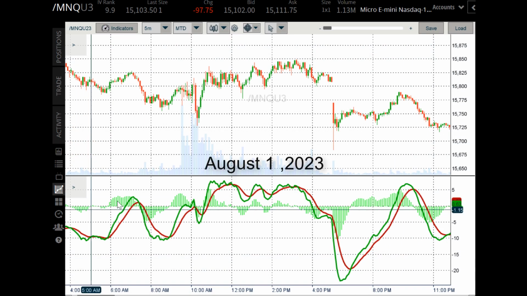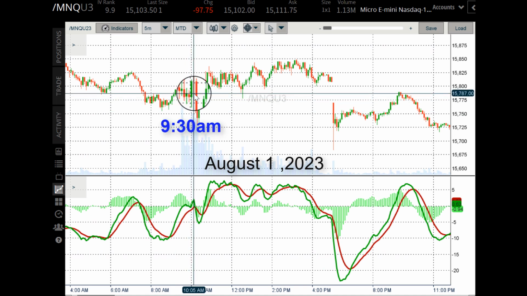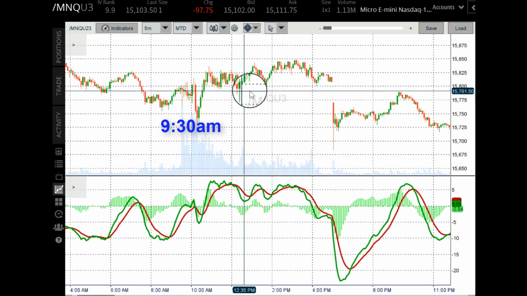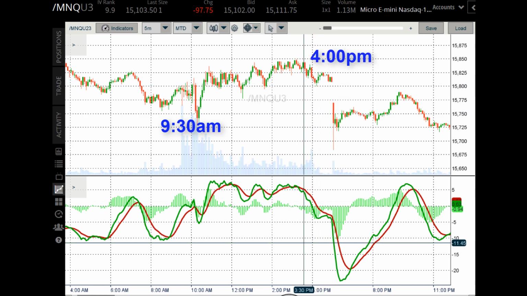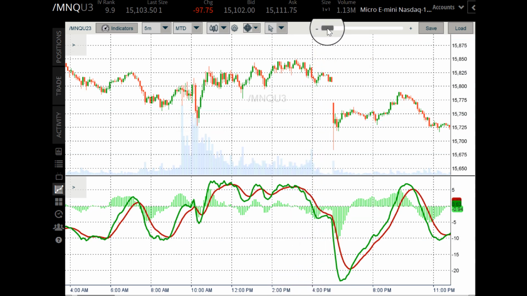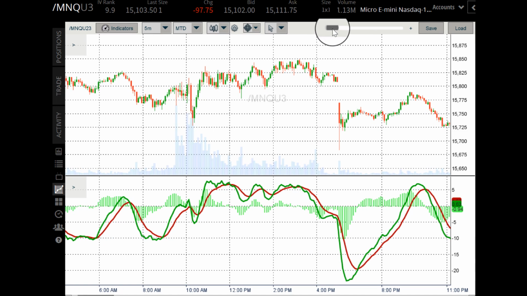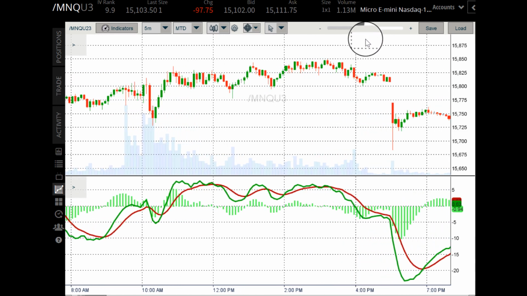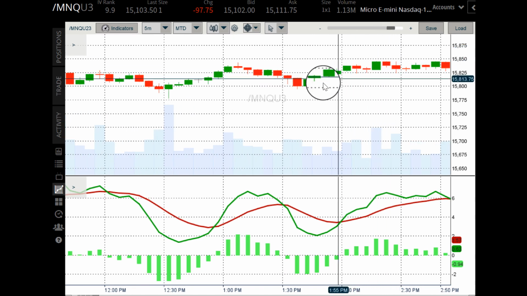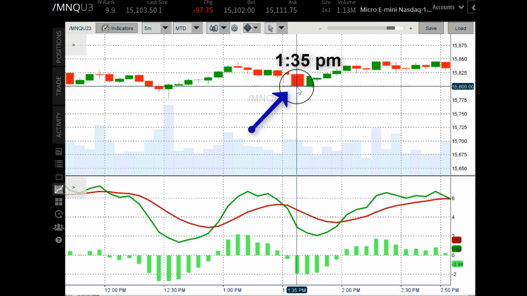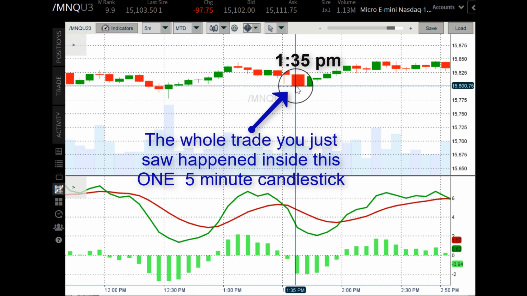Sometimes all it takes to get an entirely different view of a thing is to look at it with a different perspective. This is August the 1st, 9:30 till 4 o'clock, open and close Eastern times. Now, let's zoom in a little bit and see if we can find our trade. There it is right there. 1:35 in the afternoon. So our whole trade, the beginning, the middle, and the end, all happen in only about 200 seconds out of an entire day of trading.